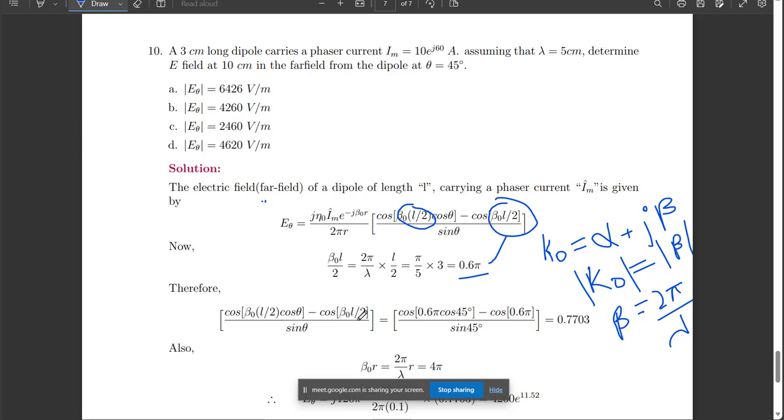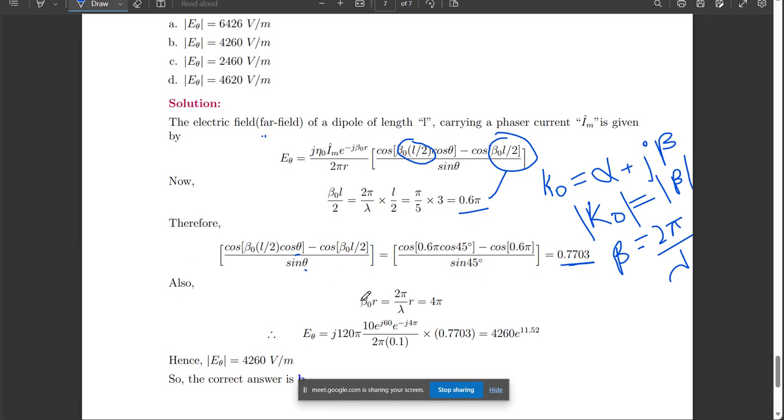So we can reduce this heavy term. Since we already know beta naught L by 2, we will be able to solve for sine theta and cos theta. Theta is equal to 45 degrees, right? So you know the values of cos 45 degrees and sin 45 degrees. Put beta naught L by 2 here, and you will be able to find this term. This term will be 0.7703.